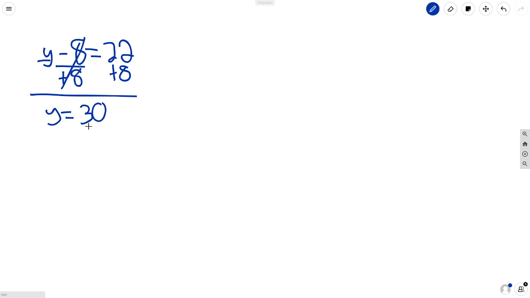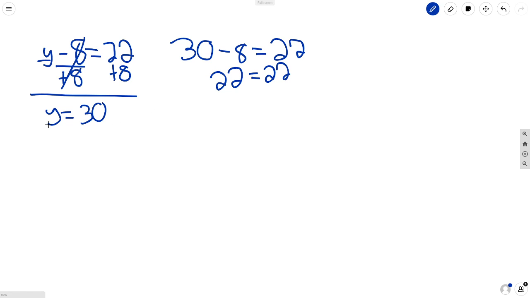If we wanted to check our work, we could just plug this 30 in for y, and 30 minus 8 equals 22. So this is the correct solution. If we plugged in 30, we would get 22 equals 22, and that is a true statement. Let's look at another one.